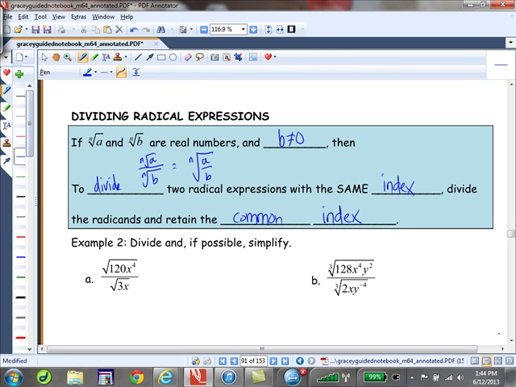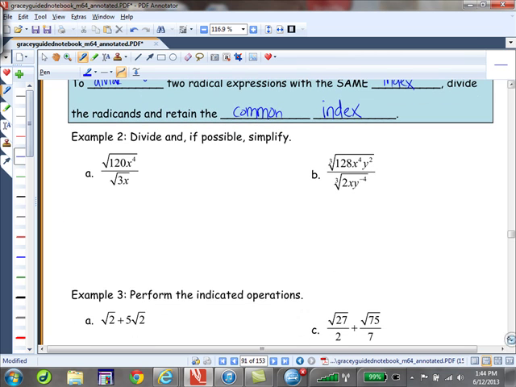Okay, so example 2. The numerator is a square root, the denominator is a square root. I see that I can combine things within the radicands. So if I make one happy square root, it's going to be easier to simplify this problem.